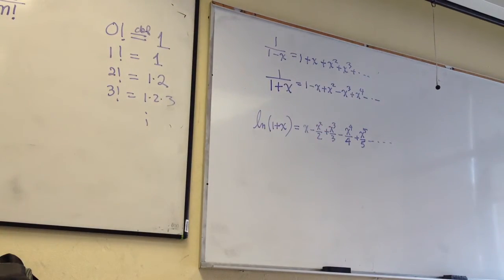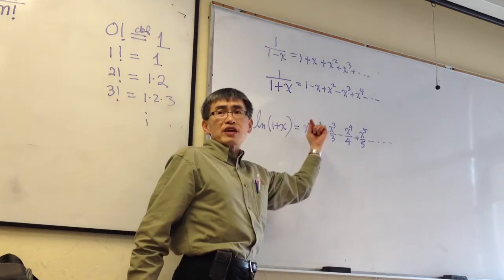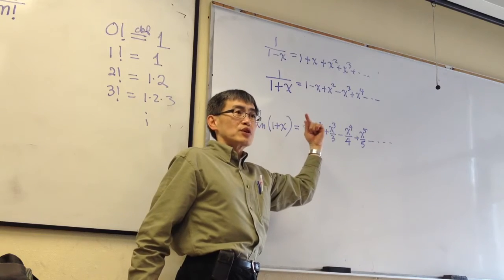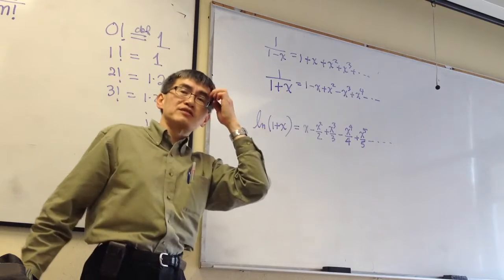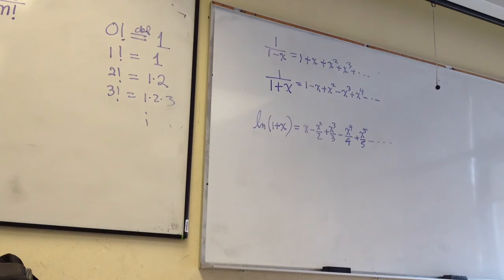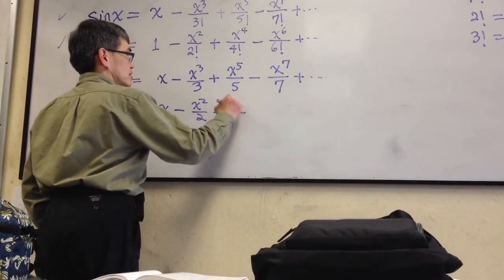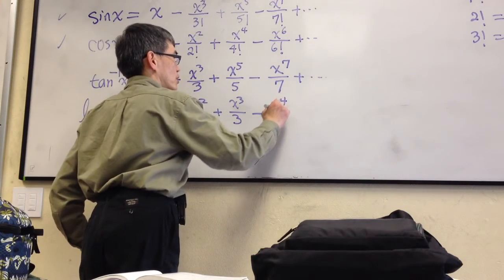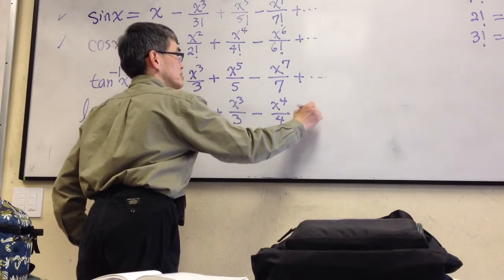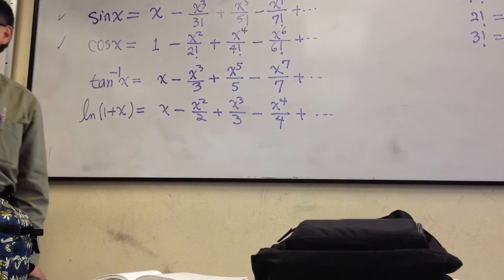So start with x, and once again, because you integrate from here to here, term by term, you have to worry about the constant term, the zeroth order term, which has to be 0. If you look at the left hand side, that constant has to be 0. So there's no constant term. So this one is x minus x squared over 2 plus x third power over 3 minus x fourth power over 4 plus dot dot dot. All right.